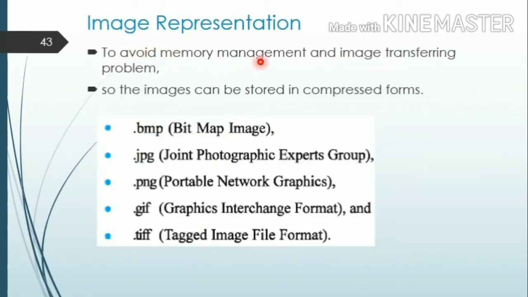To avoid memory management and image transfer problems, images can be stored in a compressed form. Here are the compressed forms: .bmp bitmap image, .jpg Joint Photographic Experts Group, .png Portable Network Graphics, .gif Graphics Interchange Format that you use for animation, .tiff Tagged Image File Format. These are all compressed forms of images.